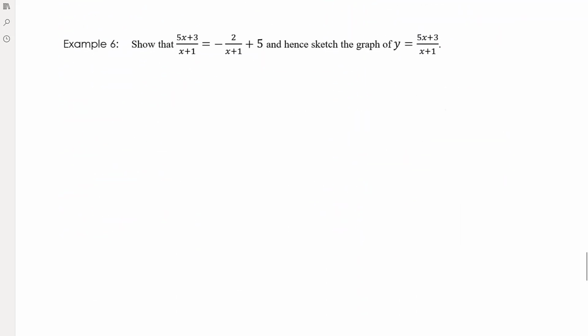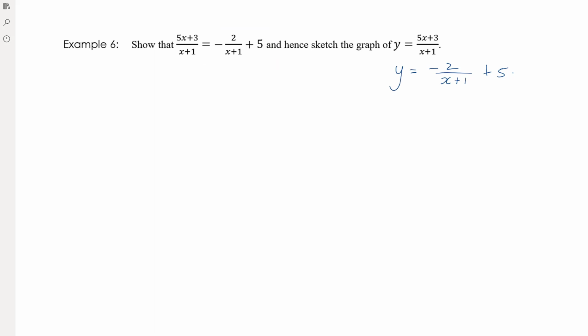Okay, last one here, example 6. We want to first of all show that 5x plus 3 over x plus 1 is equal to negative 2 over x plus 1 plus 5, and hence sketch the graph. So in this format, we can see the transformations and we can sketch the graph. In this format, we can't. So we want to be able to use the fact that these two things are equal when we sketch the graph. So essentially, we are sketching the graph of y equals negative 2 over x plus 1 plus 5. But before we do that, we need to show that they are actually the same thing.